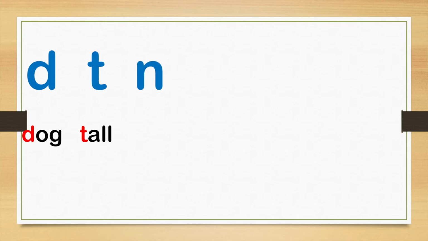Next one, de. It sounds like D in dog, de. Te. It sounds like T in tall, te. Ne. It sounds like N in nose, ne. Le. It sounds like L in leg, le.